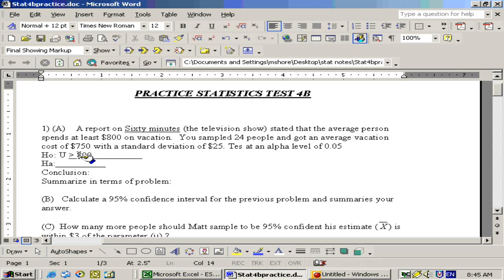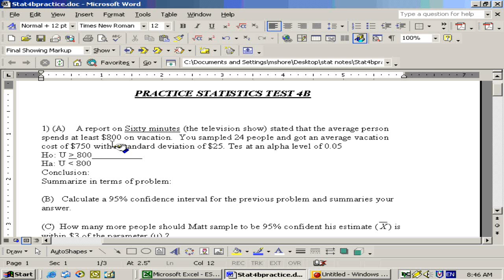Now let me get rid of this here a second. There we go. That should pretty much do it. And then again, the alternate hypothesis is that mu is less than 800. So let's go ahead and do the problem here.